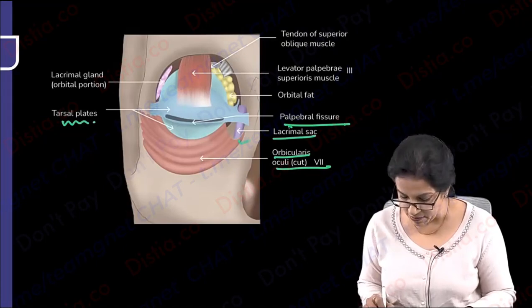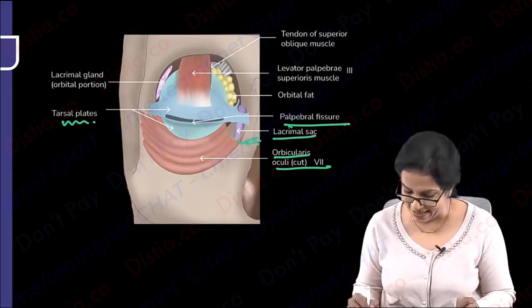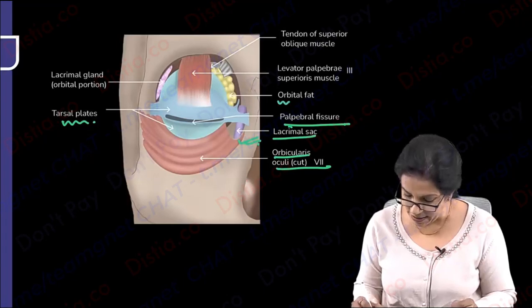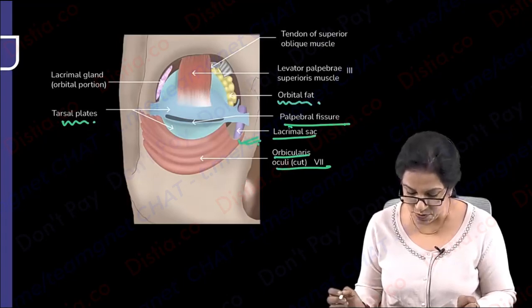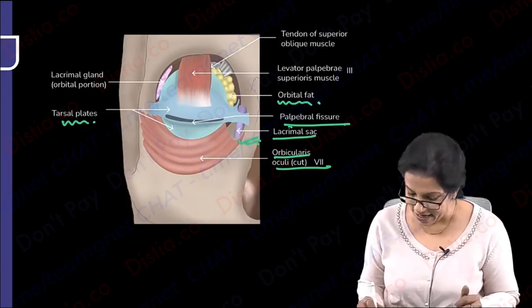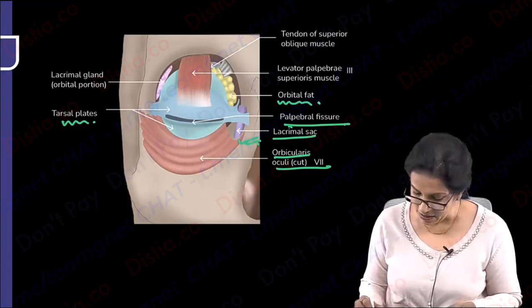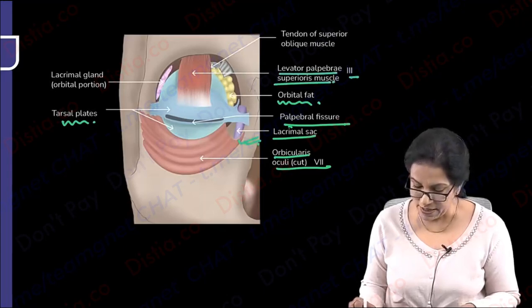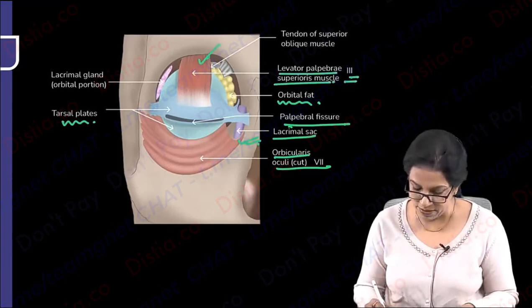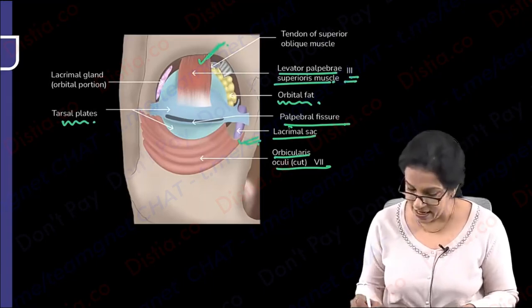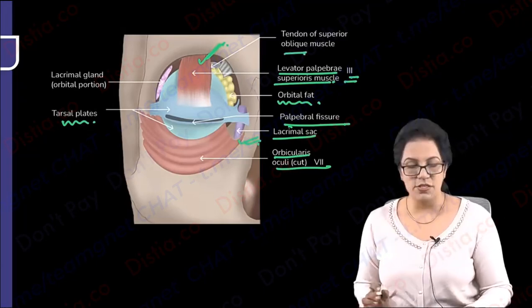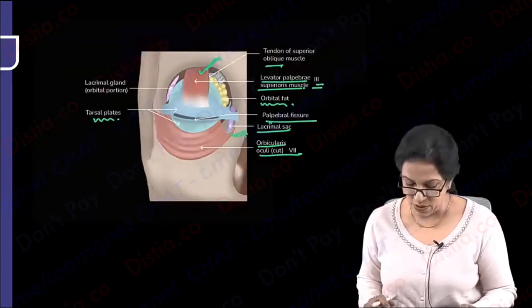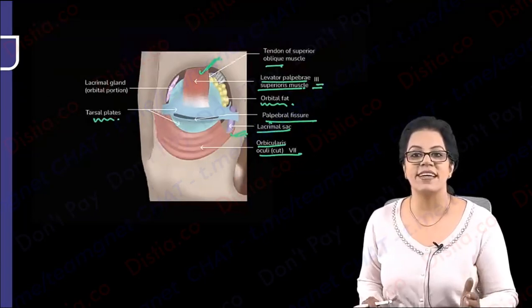Part of the orbicularis will form the Horner's muscle. Then this is all orbital fat we are talking about at the two positions, right? And this is your levator palpebrae superioris supplied by the third nerve. So this one is your LPS muscle. Okay? And of course it is showing you the tendon of the superior oblique. So just remember this. Okay, so that was the fat we were mentioning here.